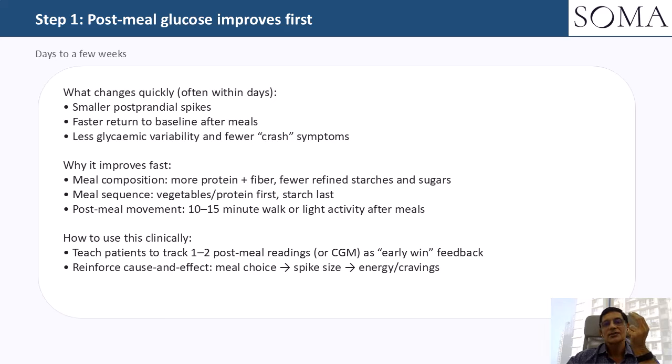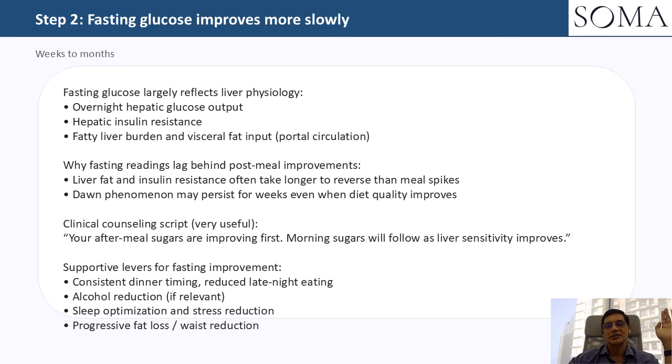Second, fasting glucose improves more slowly. Fasting glucose is largely the reflection of overnight liver glucose output, hepatic insulin resistance, and in many patients fatty liver. So fasting glucose often needs weeks or months to improve substantially.